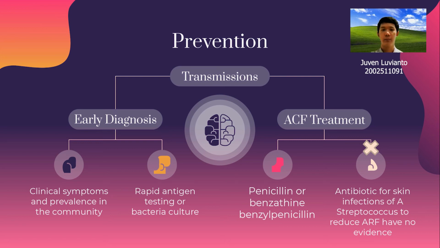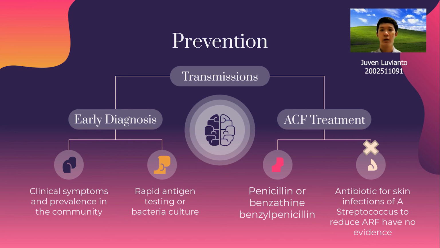I will explain about the prevention of acute rheumatic fever. So the main prevention of acute rheumatic fever is preventing the transmission, infection, and the spread of the group A Streptococcus, as well as reduction of the comorbidity. The early diagnosis is preferred. The clinical symptoms and high prevalence in the community can indicate the endemic of the infection. The clinical findings of patients with group A streptococcal pharyngitis include fever, rash, tonsillopharyngeal exudates, vomiting, abdominal pain, headaches, and sudden onset of sore throat.